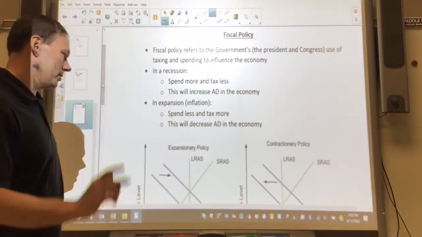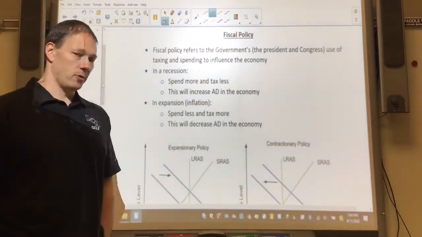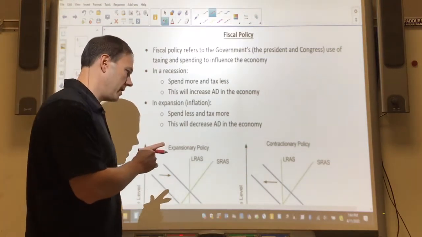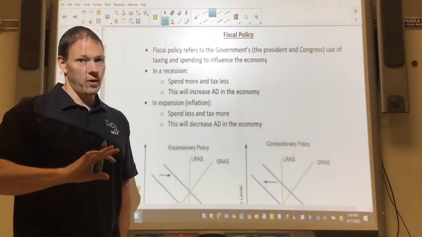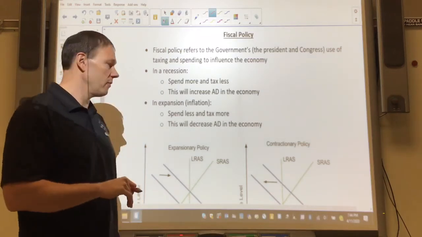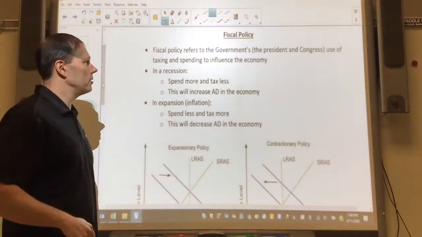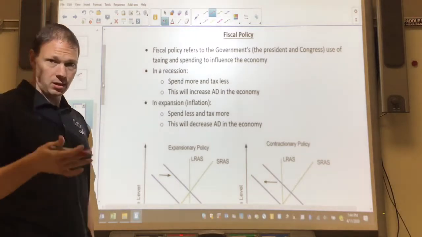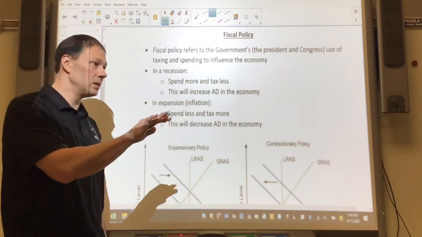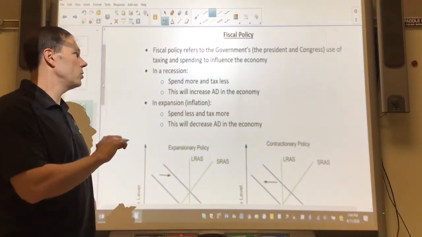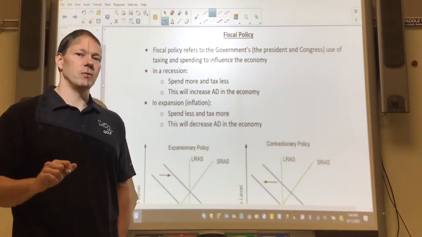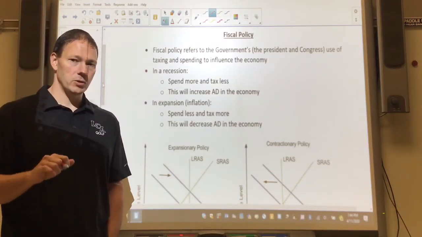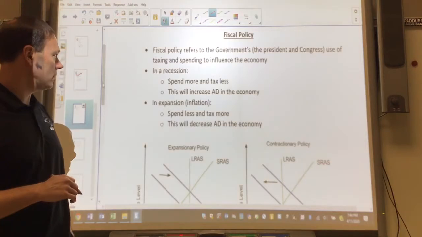And that's fiscal policy. First of all, remember what fiscal policy refers to, and the next time we do a review, it'll be on monetary policy, two very different animals. So make sure you know the difference between the two. Fiscal policy, we're talking about the government, specifically the president and Congress, and their use of taxing and spending to influence the economy.